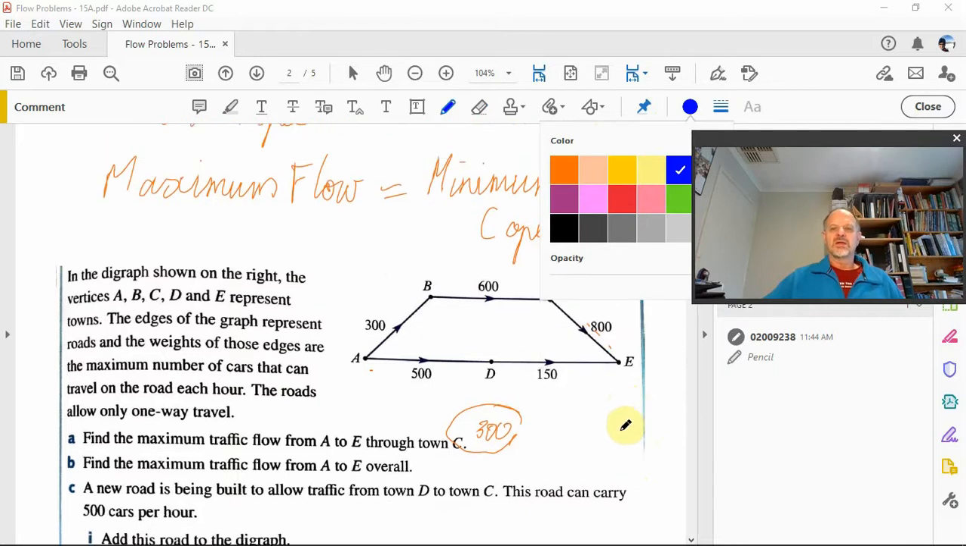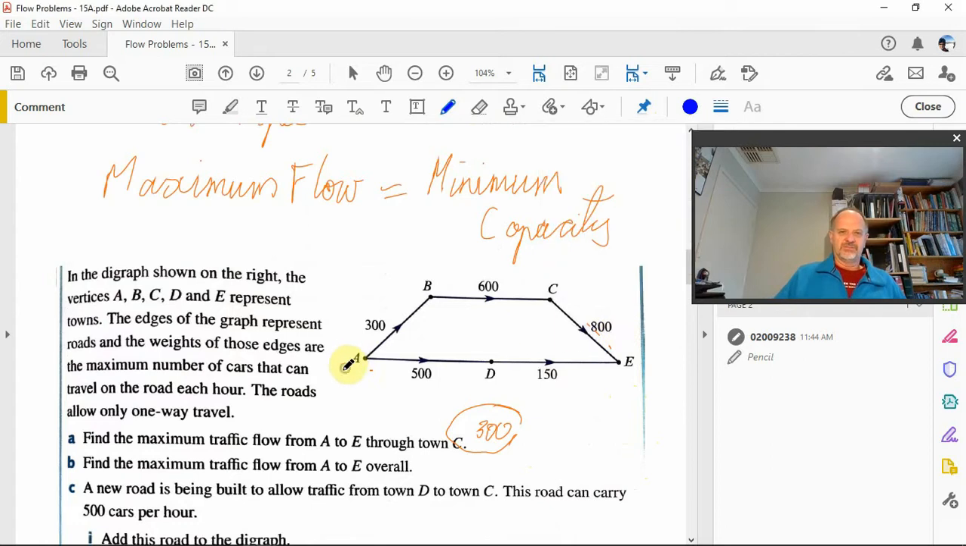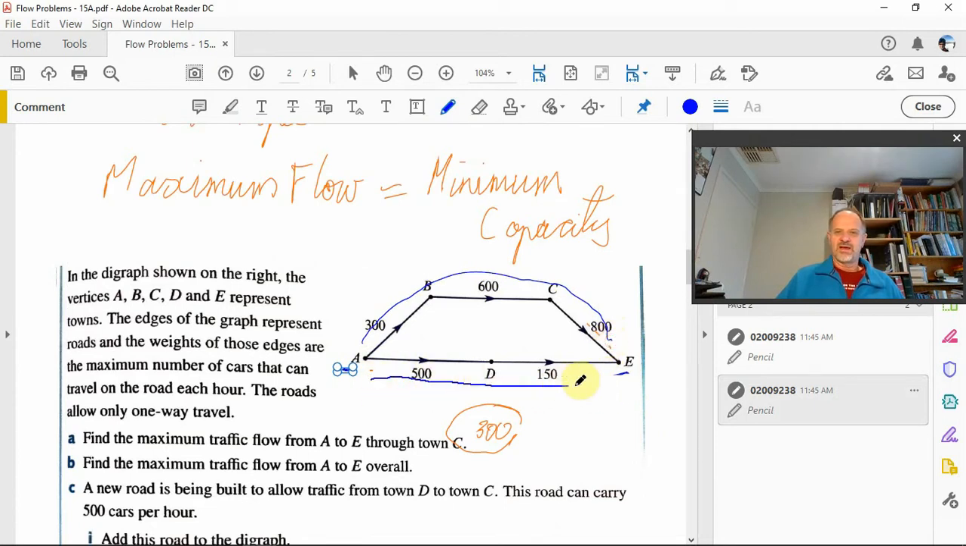All right, so when we look at A to E, there's two ways we could get there. We could get around this way, which we've just worked out to be 300, or we can get this way. So there's two different pathways that we can take.